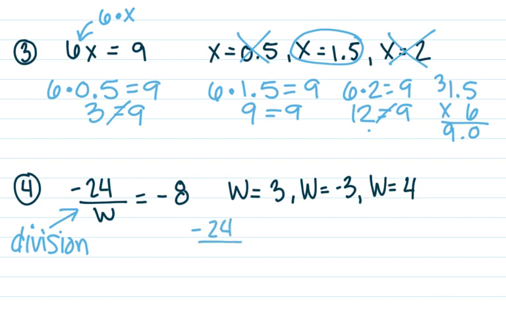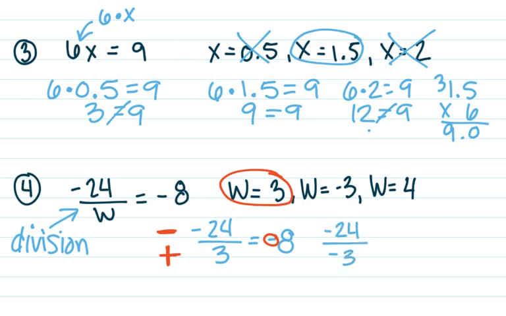Negative 24 divided by a positive 3 equals negative 8. Let's see. 24 divided by 3 is 8. Remember that if I have a negative up here and a positive down here, my answer is going to be negative. So I am actually thinking that this one works. Let's check the other ones just in case. Negative 24 divided by a negative 3 equals a negative 8. Again, 24 divided by 3 is 8. However, if my signs are the same, which they are here, this would have been a positive. So no, this one does not work.